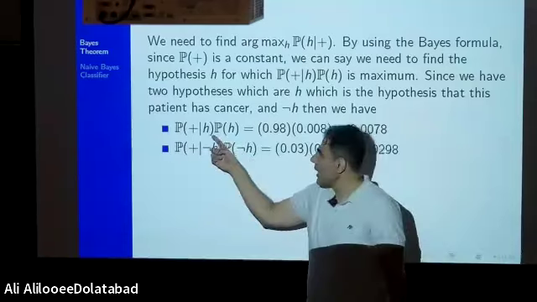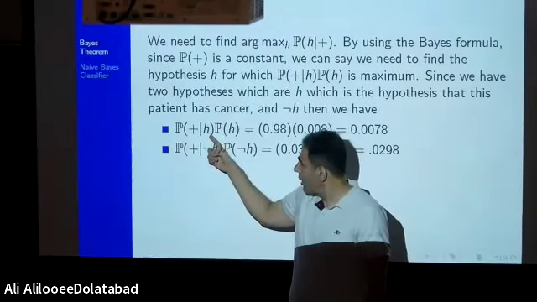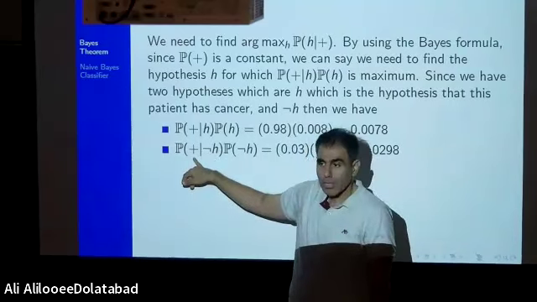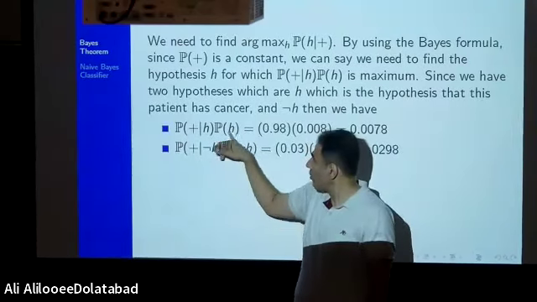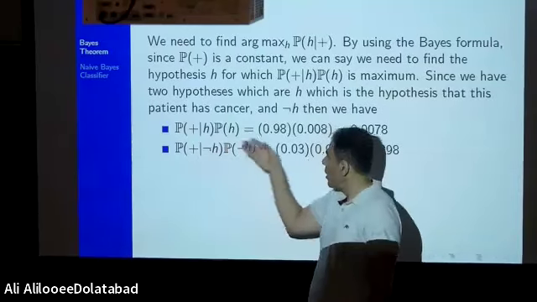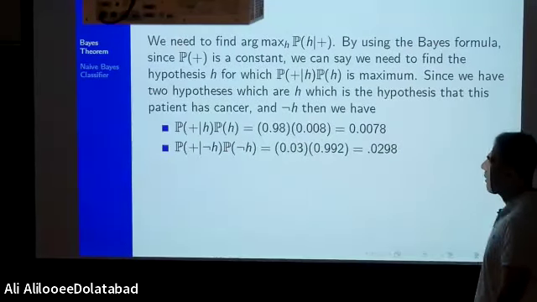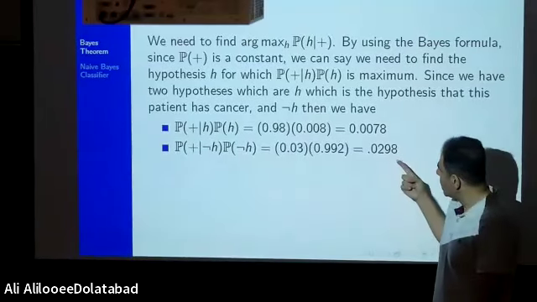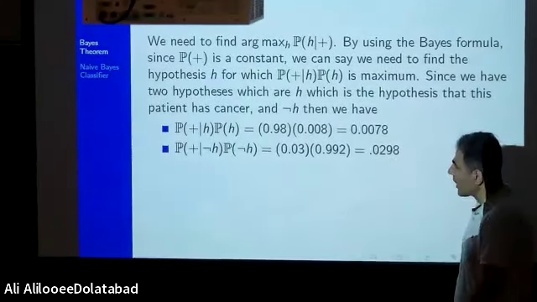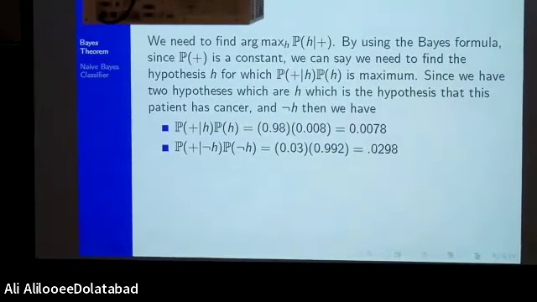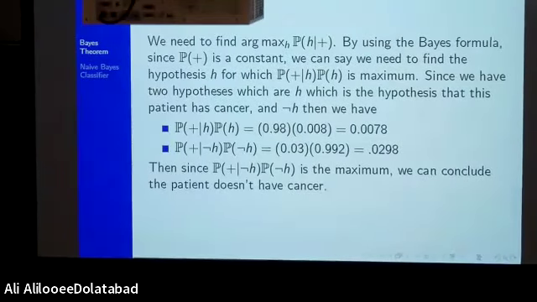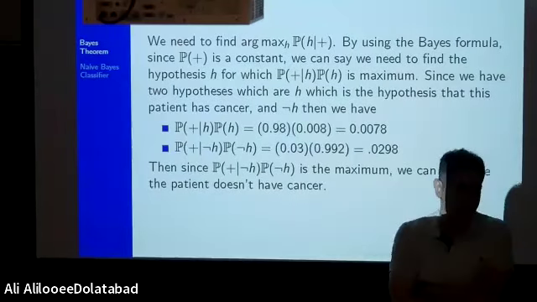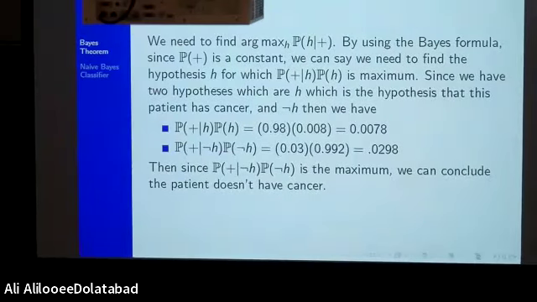This is for the case that the person has cancer and the test comes positive. The person doesn't have cancer, the test comes positive. And these are the probabilities of H and the negation of H. We evaluate them, then we get these two numbers. Then which one is bigger? This one is bigger. What we can say is that, fortunately, the person doesn't have cancer. Then we diagnose the person as no cancer, although the test comes positive.